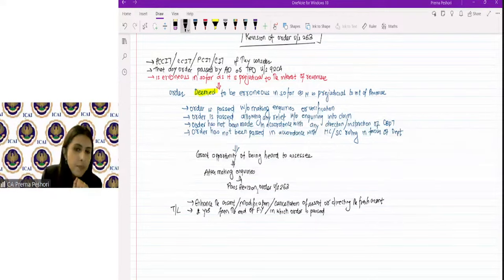Now, there is an important concept which I am going to raise now. This is an illustrative list, Dilip. It's not an exhaustive list. This is just a deeming provision. And in these cases, it will be deemed that the order is erroneous. There could be multiple other cases.